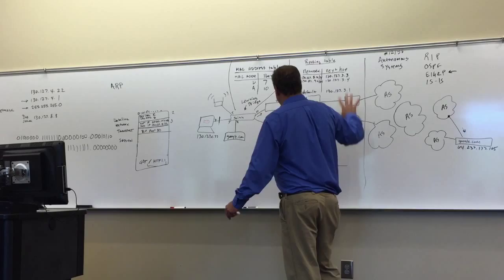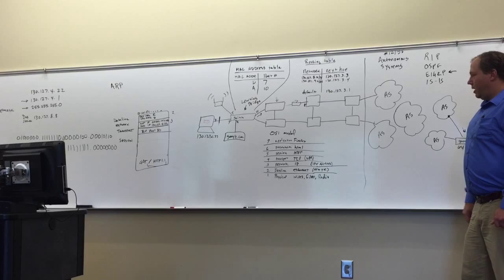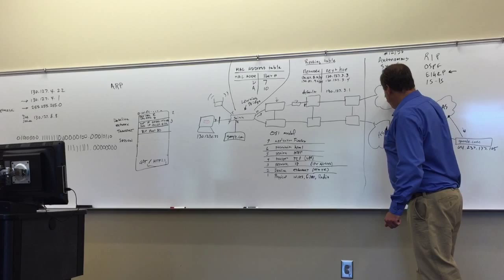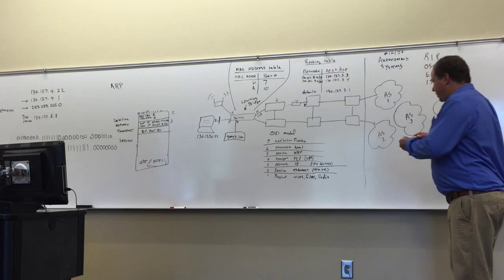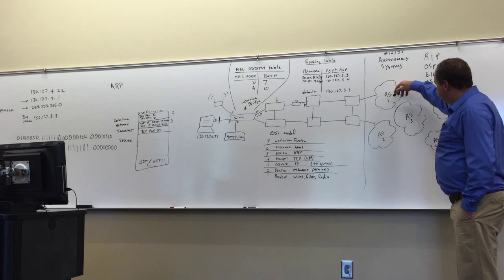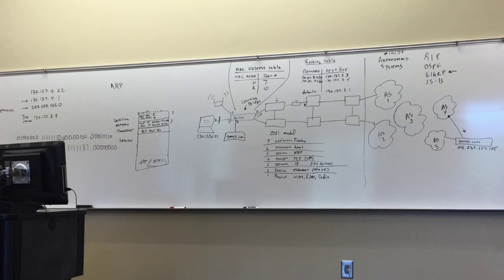All they want to know is, to get to google.com, I've got to go through AS, you know, this is maybe 1, this is 2, this is 3, 4, and 5. In order to get to google.com, I could go via autonomous system 1, 3, 4 to get to Google. And I don't care what those people are doing in there. All I know is that they are advertising that they can get me to Google.